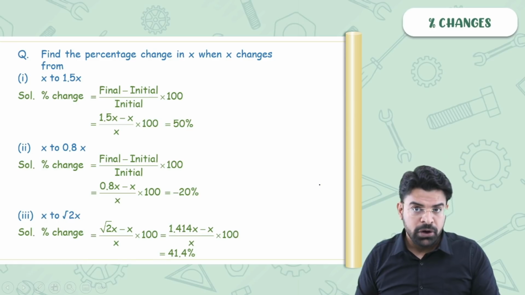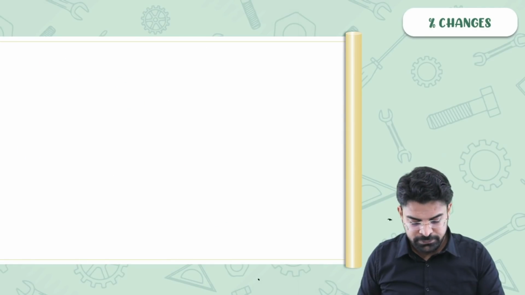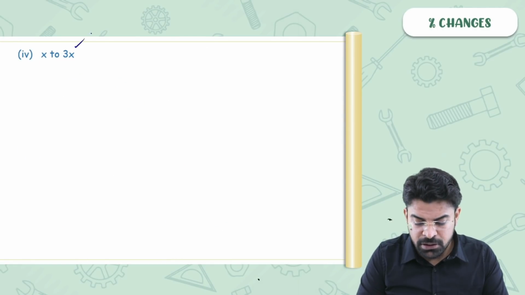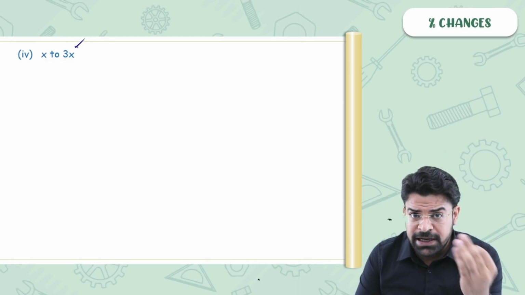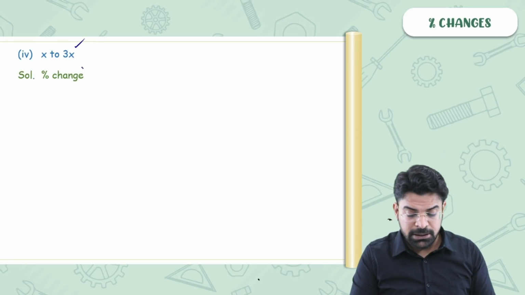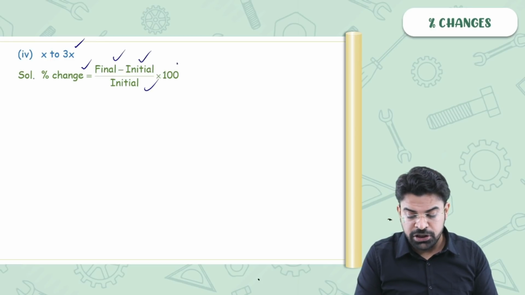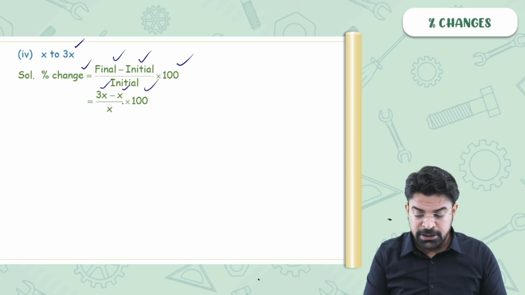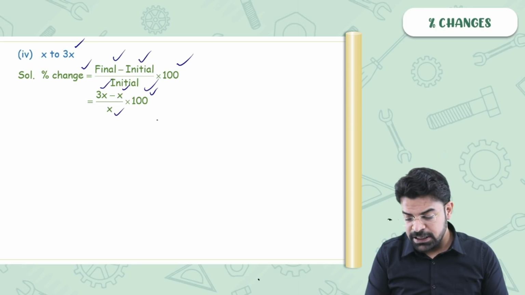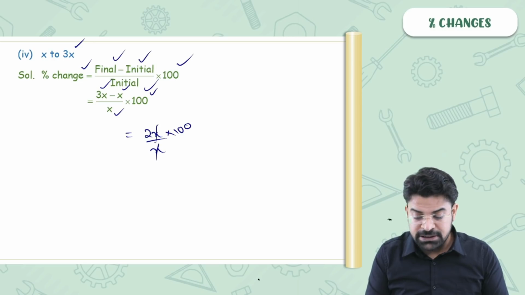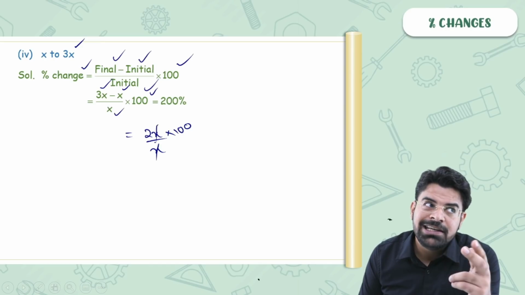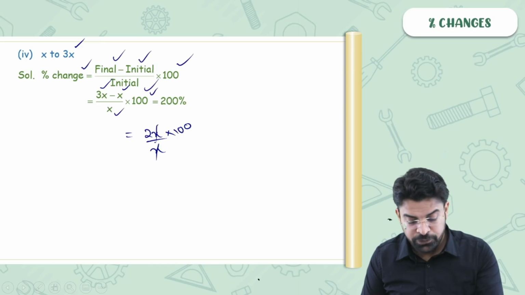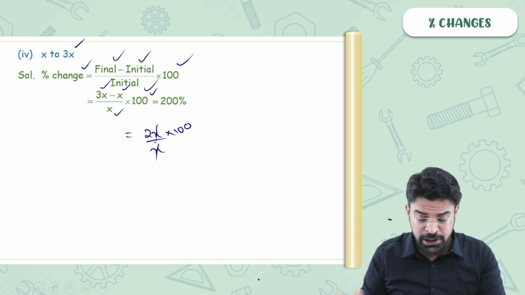Let's see more examples. Let's say a quantity changes from x and becomes 3x. If the quantity becomes 3 times, what is the percentage increase? The percentage change will be final minus initial upon initial into 100. So that will be (3x minus x) upon x into 100. In the numerator it becomes 2x upon x into 100. So the x's get cancelled. What you get is a 200% increase. If the quantity becomes 3 times, the percentage increase is 200%. You should be able to do these things really quickly.